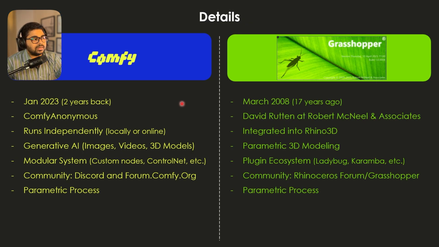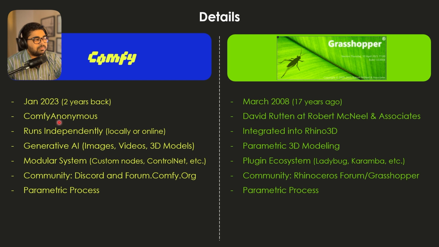So like I said, ComfyUI was released 2 years back in January 2023. I have been using ComfyUI for the past 1.5 years. On the other hand, Grasshopper was released in March 2008. The word Explicit History was in 2007, and then they released it as Grasshopper in 2008. And it's been 17 years. I have been using it for more than 5 years now, and I absolutely love this tool, right?